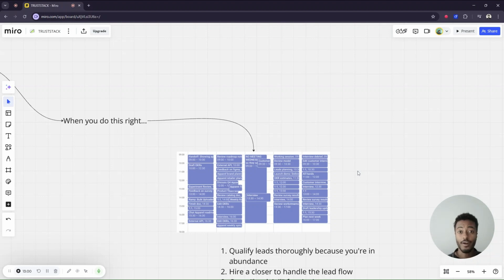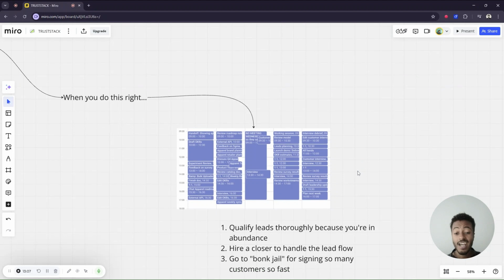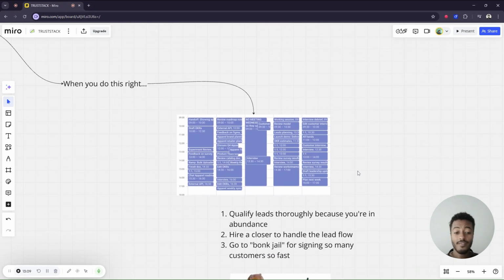You're going to need to hire a sales team, a closer, an appointment setter to handle all the lead flow that's been coming in. And last but not least, you might go to bonk jail for signing too many customers so fast.